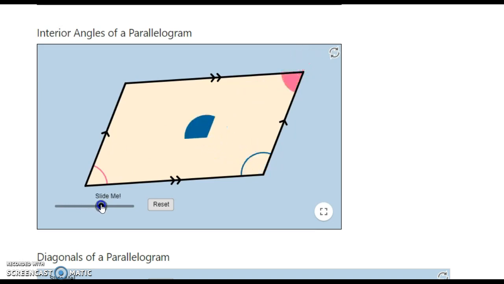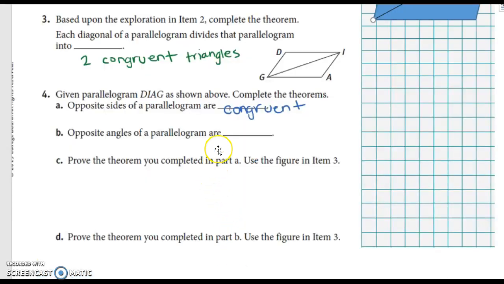Oh, and now this blue one. If you look and see what happens, opposite angles are congruent. Very good. We can go back to our book.